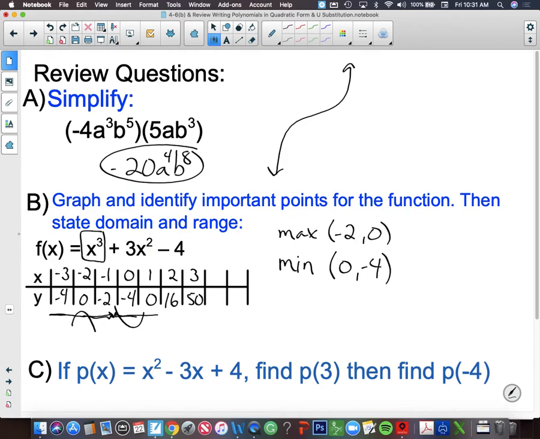Okay, and then if we keep going here, we're going up, up, up, up, up. That's the right-hand side, so we just continue going up. So we only have 2 maximums and minimums, or 2 turning points, rather.